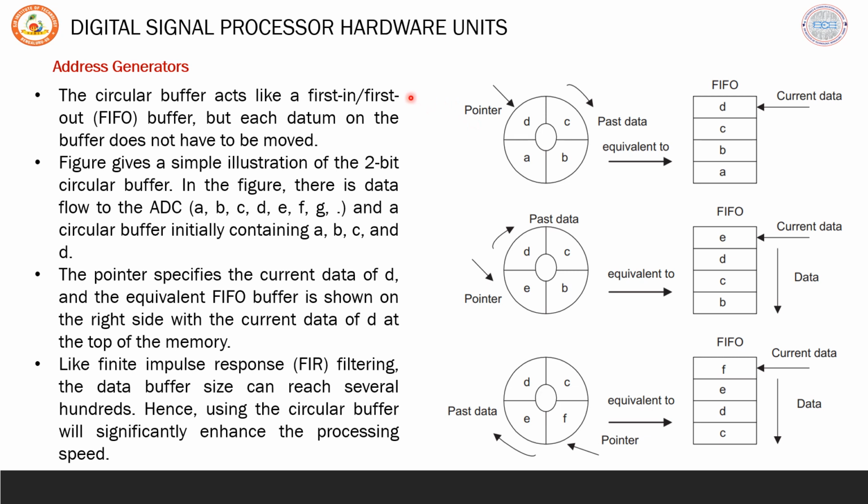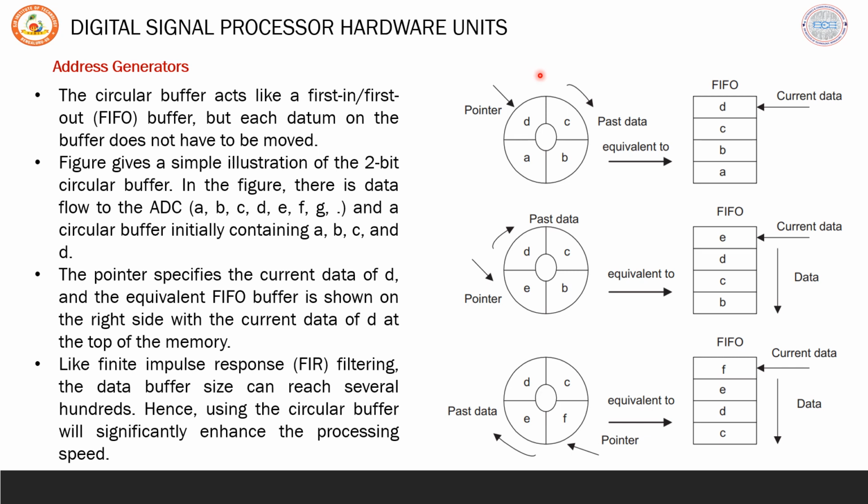Continuing the example, the circular buffer here acts like a first in, first out buffer. The item that was stored first will be the one to move out first. Each datum on the buffer does not need to be moved. The figure here is a situation where we are assuming a 2-bit circular buffer.